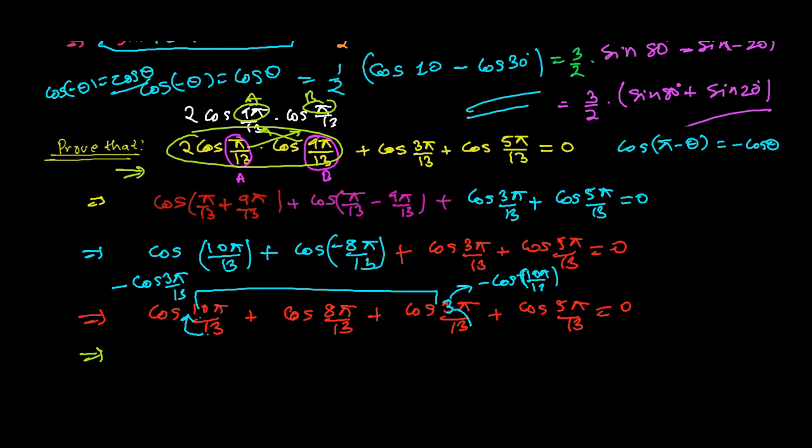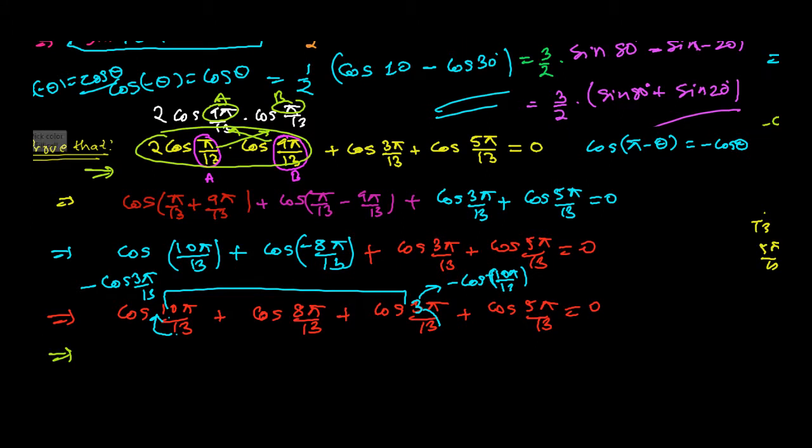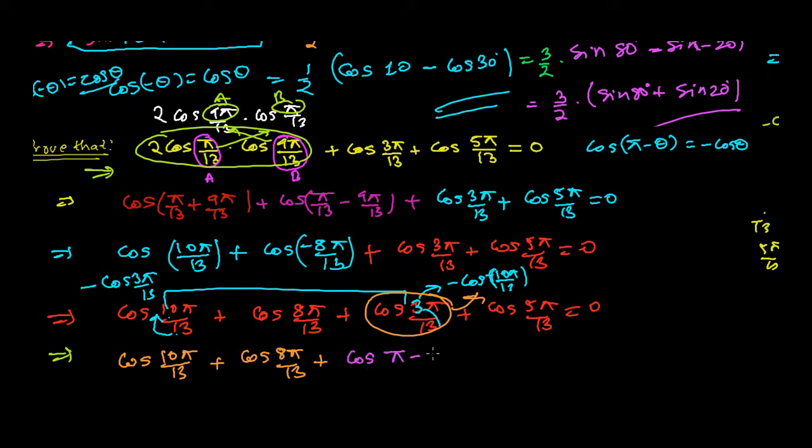All right, so this thing we're going to use here. I'm writing this cos 10 pi over 13. It means I'm deciding to convert this into this form. And I'm writing this again as it is, cosine of 8 pi over 13. And now, plus, look here, we need to convert this cos 3 pi over 13 as a negative of cos 10 pi over 13. So what I'm going to do is write cosine of pi minus 10 pi over 13.